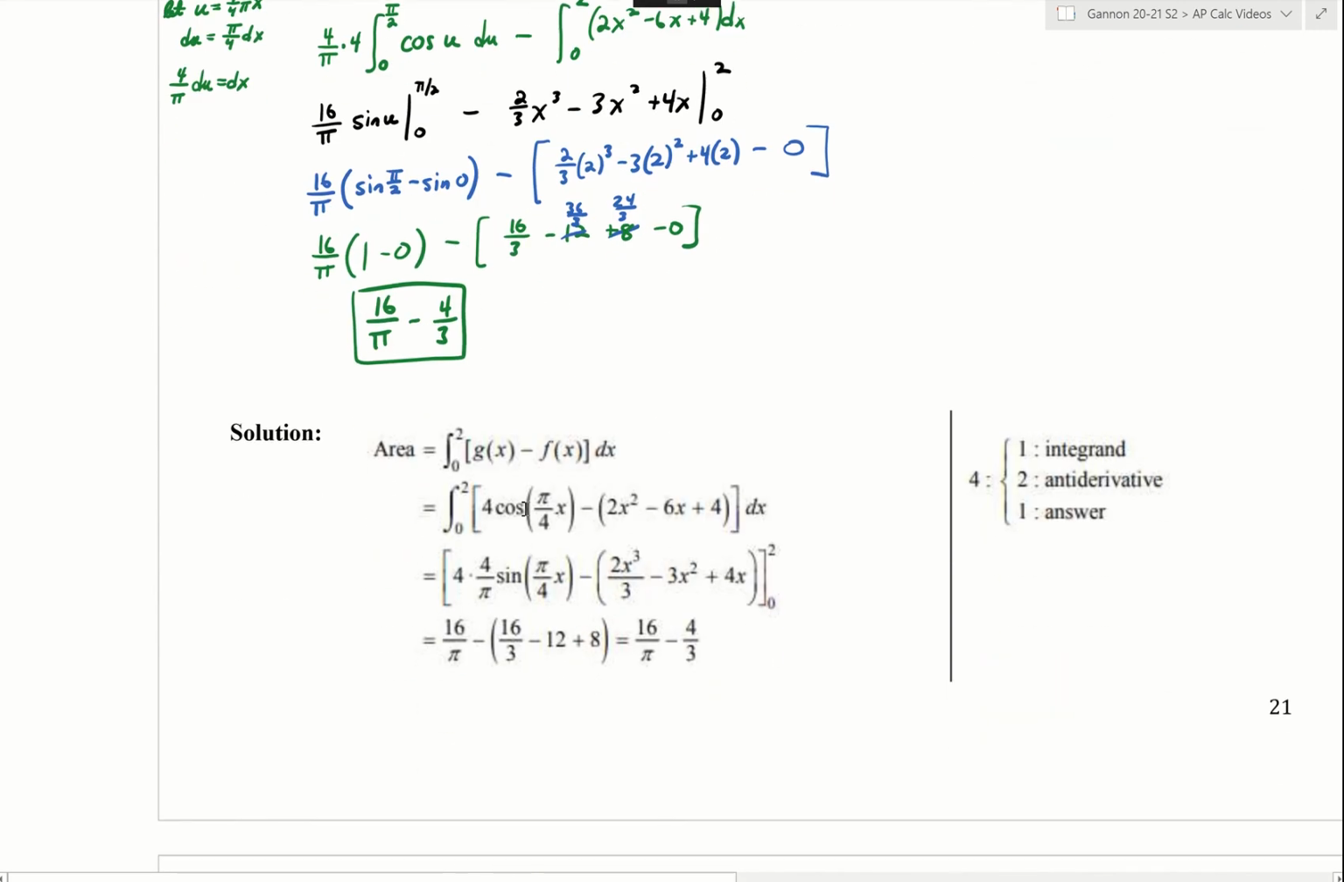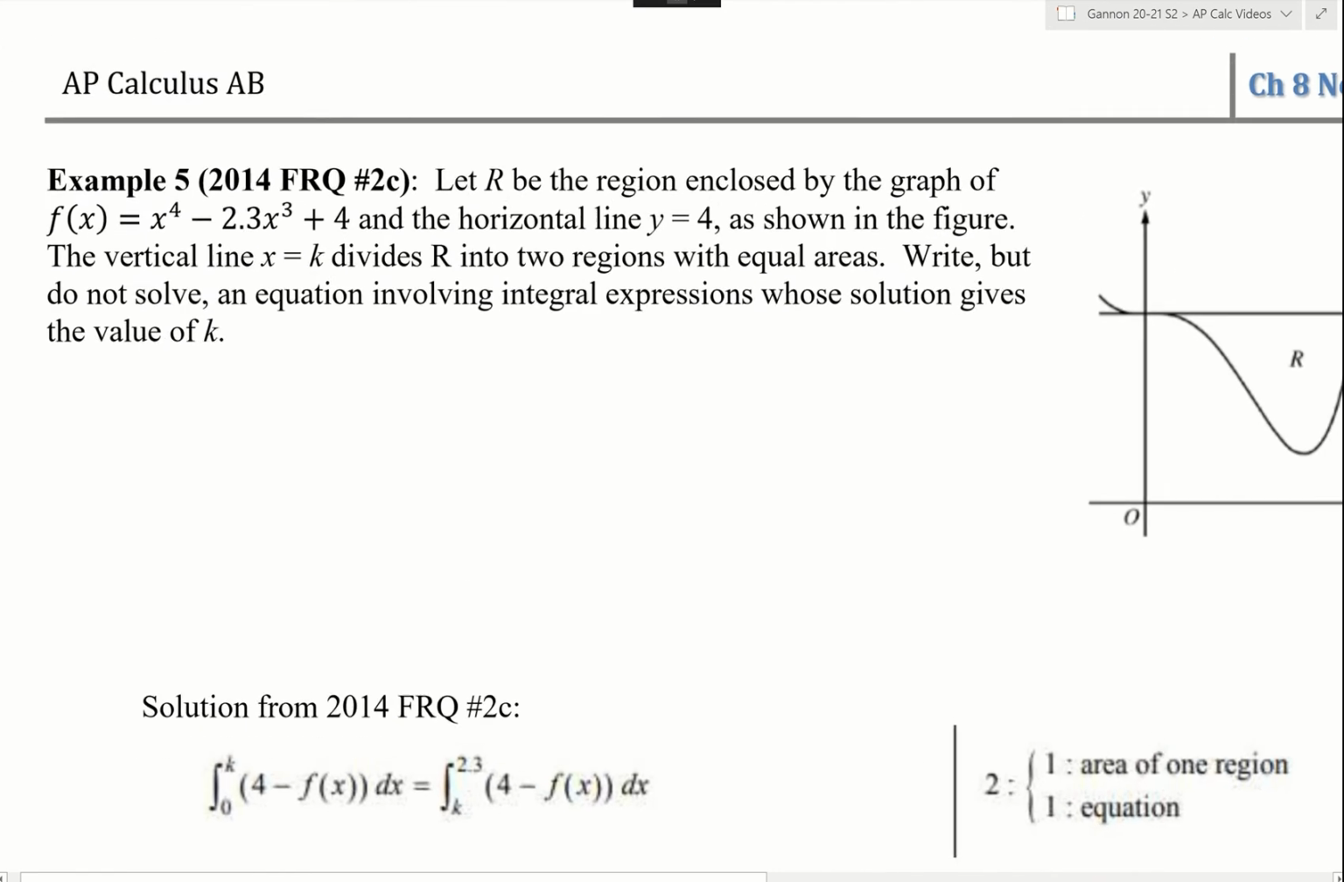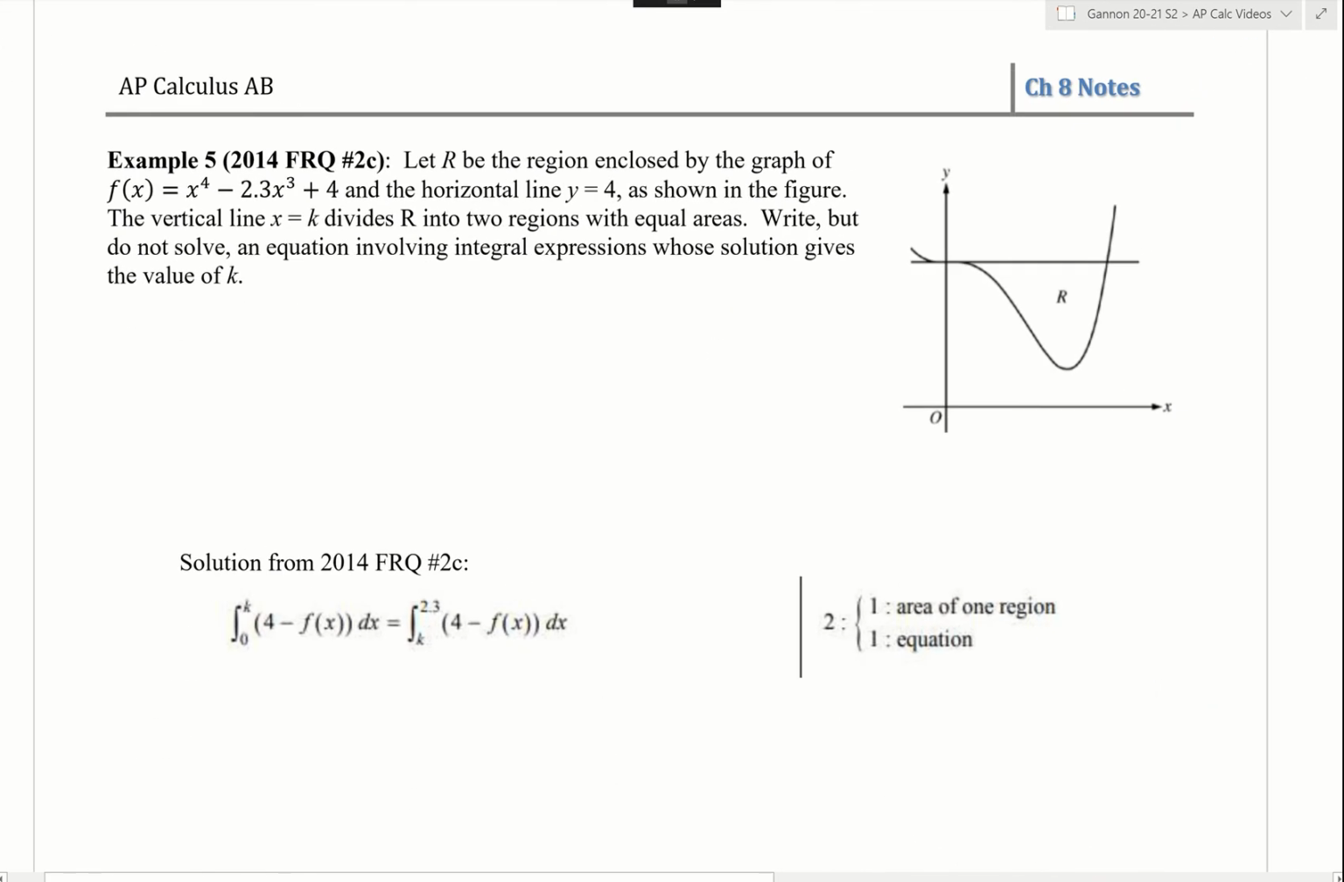All right, I believe we got one more example. We'll go ahead and fit it in this video. This is from 2014. This was FRQ number 2, part C. So this is just part of one FRQ.